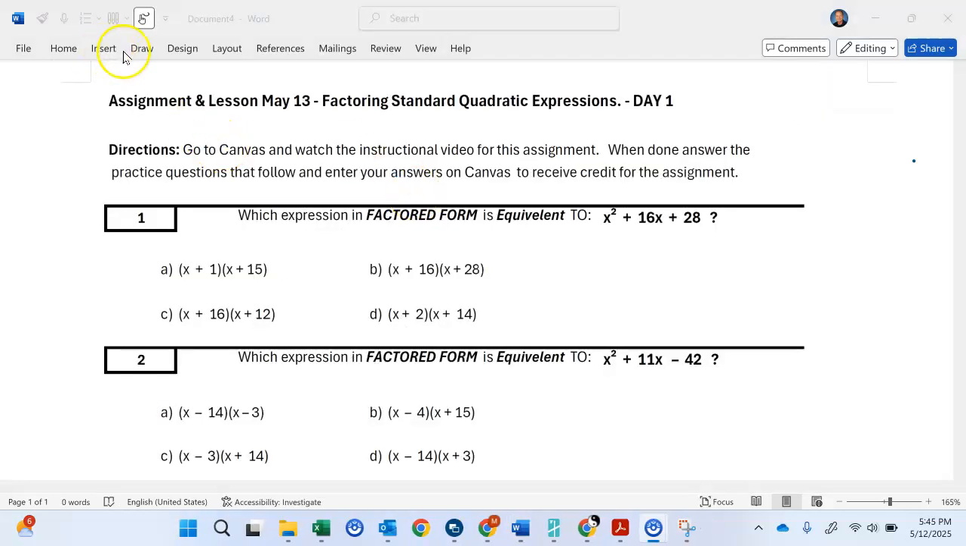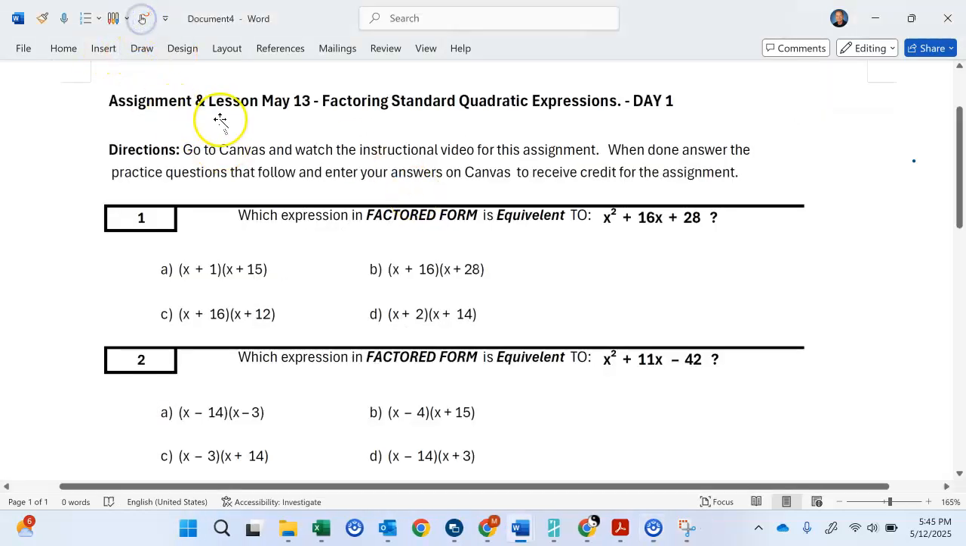Okay, if you did, then what you'll see is that this assignment here, what you're doing is you are taking standard quadratic expressions. So this is in standard form. What we want to do is find out which one of these in factored form is equivalent to this one here. And so if we have answer choices, one thing we can do is test them to see which one works. And let me give you an example.